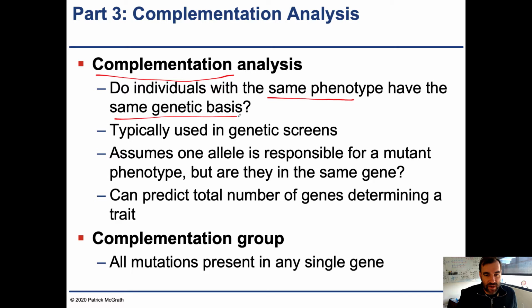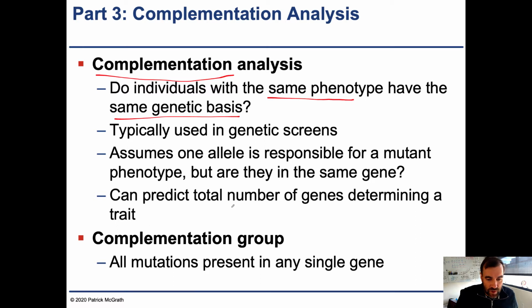the same genetic basis. It's typically used in genetic screens, so typically used in things like Drosophila or C. elegans or sometimes mice. But the idea is that you've done a genetic screen for a specific phenotype and you've isolated a large number of mutants with the same phenotype. And the question that you're trying to ask is, is the same gene mutated in all of these different isolated mutants?